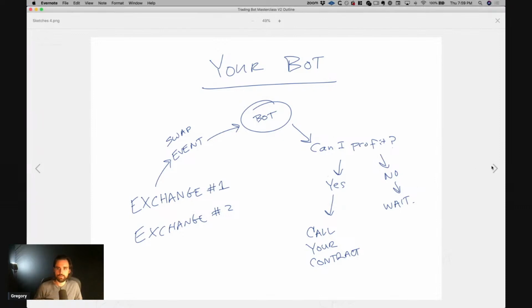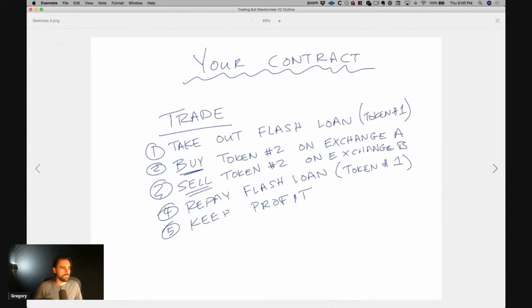And then let's start with the arbitrage contract. What it does is it takes the flash loan for token 1. It buys token number 2 on exchange A. Then it sells token 2 on exchange B. Then it repays the flash loan of token 1. And then it keeps the profit.